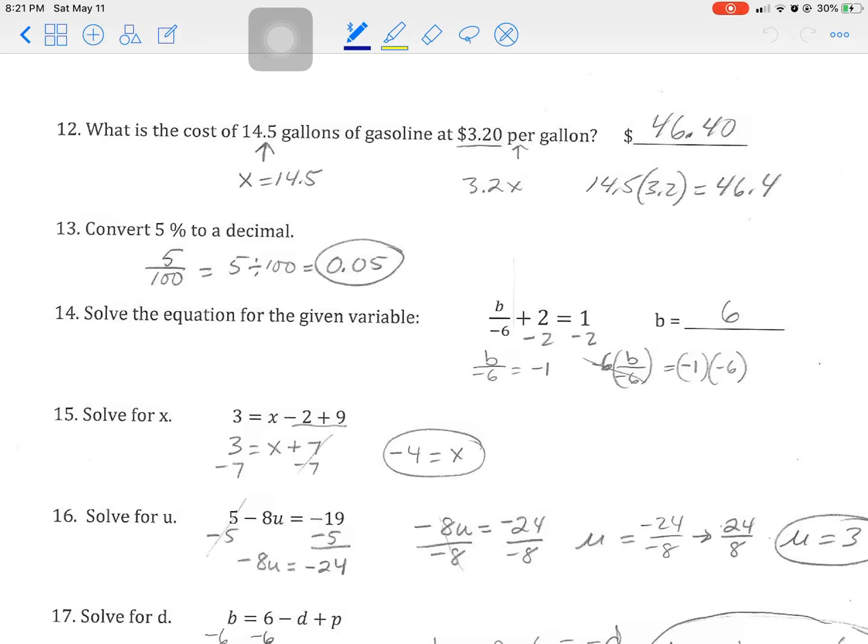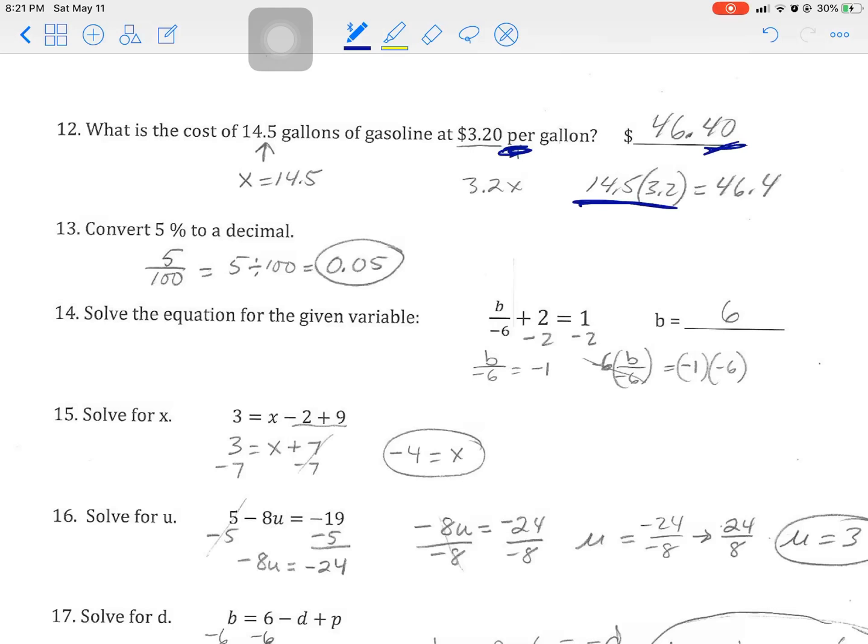Something costs $3.20 each per, right? That's the same as each. $3.20 per gallon. You need to fill up something that's going to hold 14.5 gallons. It's just a multiplication problem, okay? 14.5 times 3.2 gets you your $4.40. Make sure you're rounding to the cents. Put that 0 in there, okay?